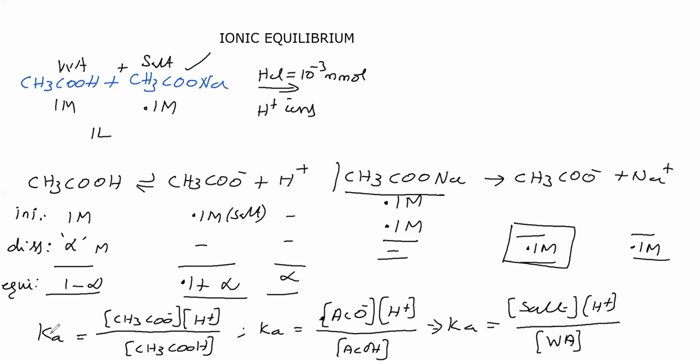Suppose Ka is not 10 power minus 5. Ka is 10 power minus 2. Ka is 10 power minus 1. Then can we neglect alpha when compared to 0.1? No. Therefore, we have to see the Ka value and we have to see this concentration value. Then only we have to conclude whether to neglect alpha or not.